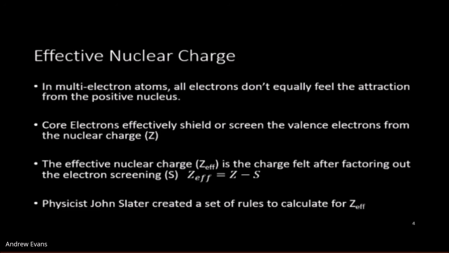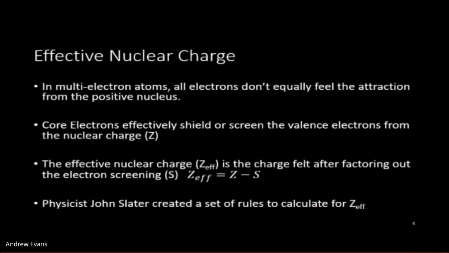Lithium has 3 protons, 3 electrons. Fluorine has 7 protons. Well, no, sorry. It has 9 protons, 9 electrons. They're in a 1-to-1 ratio. If all of them felt the same, if all of them had the same effect on each other, then clearly there would be no differentiation. However, in most of these systems, electrons do not equally feel the attraction from the positive nucleus.